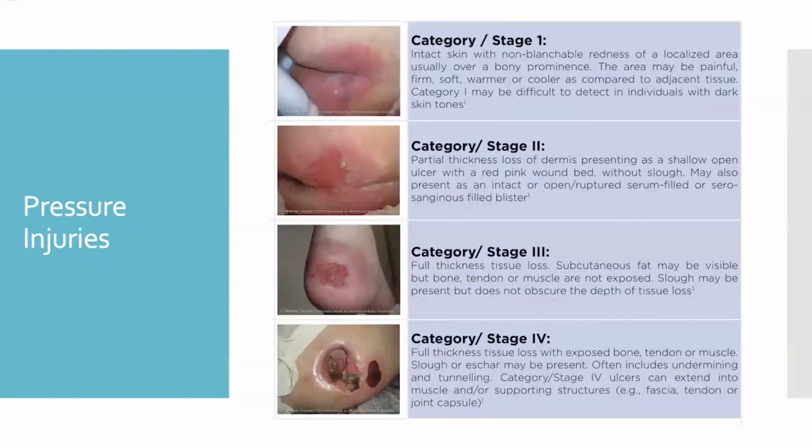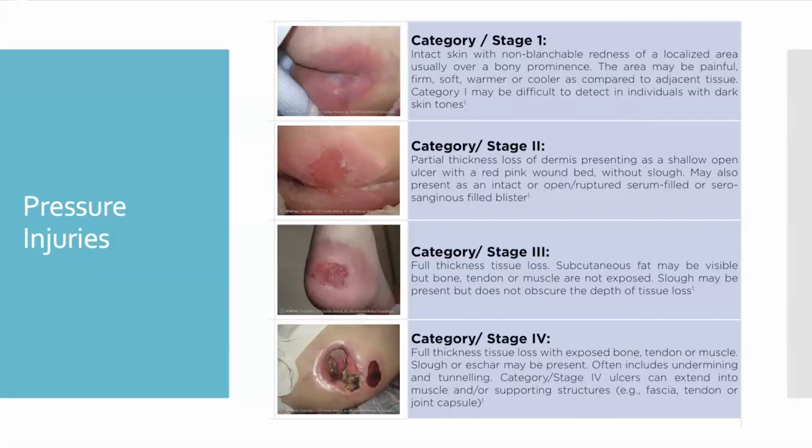So as promised, here are the pictures of the pressure injuries as well as a description of them. So I will review them again. Stage 1 is this non-blanchable redness that's localized, usually over a bony prominence. Stage 2 is a partial thickness loss that goes into the dermis. And again, as you can see in the picture, it looks like some kind of friction. Another thing that can be included in this category is a blister that's either open or ruptured.